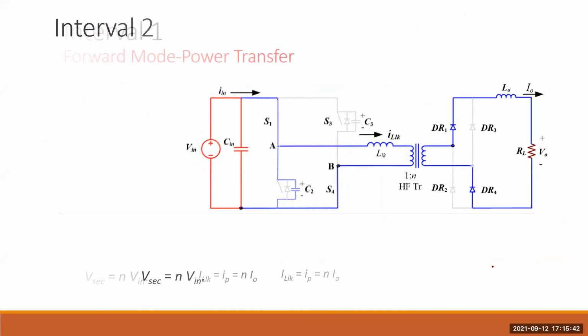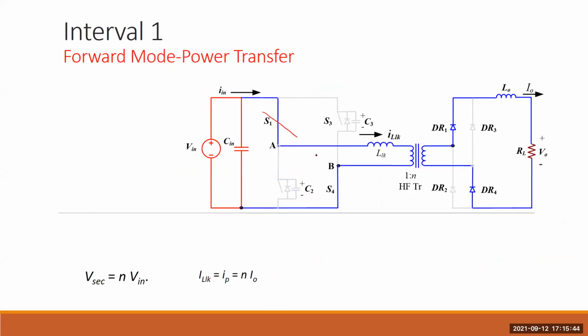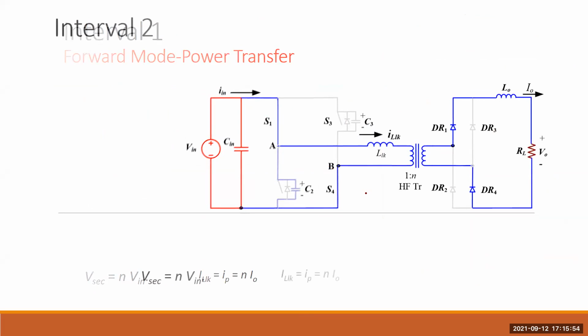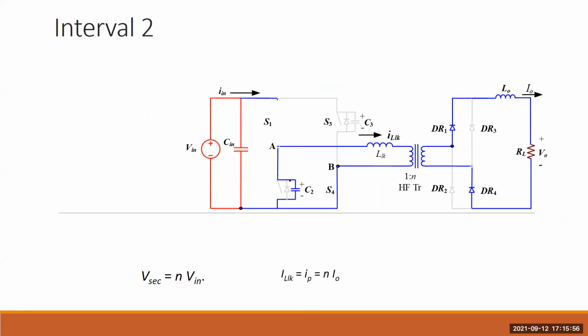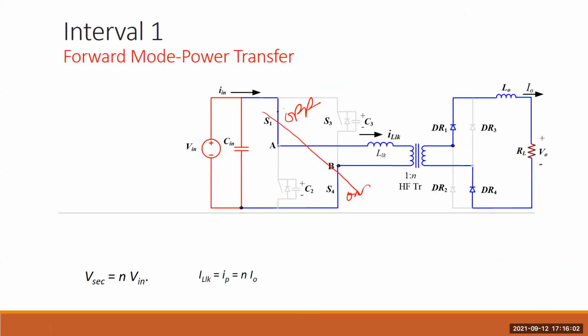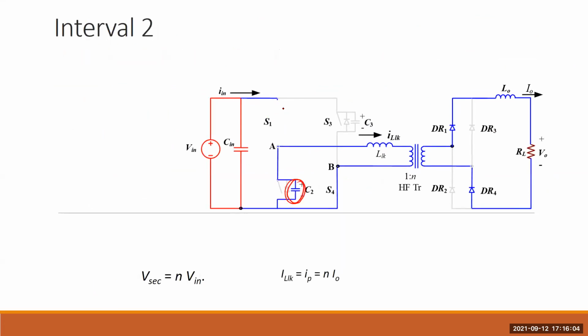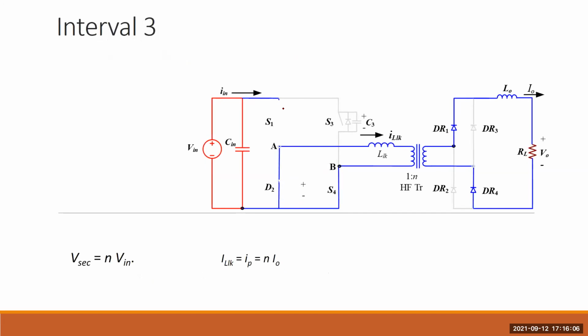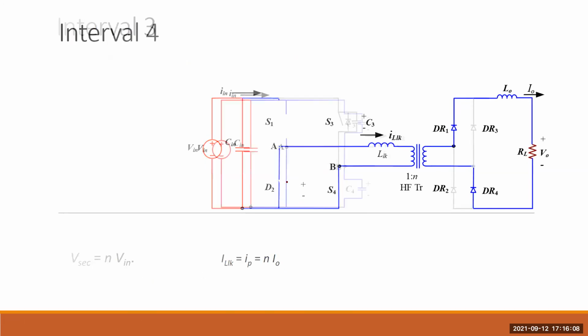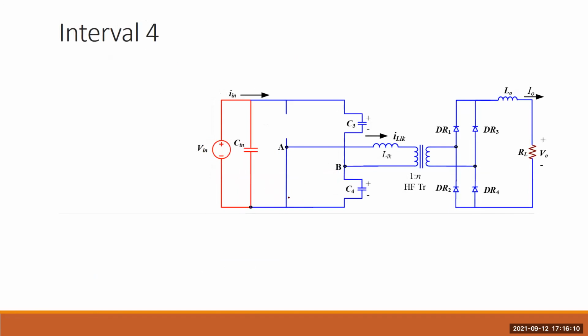So it's like this because of phase shifting. You can see these switches are on. Now this switch is off. This is still on, S4. So it basically discharges this capacitor and charges this capacitor. Then the diode conducts, and then the switch conducts.